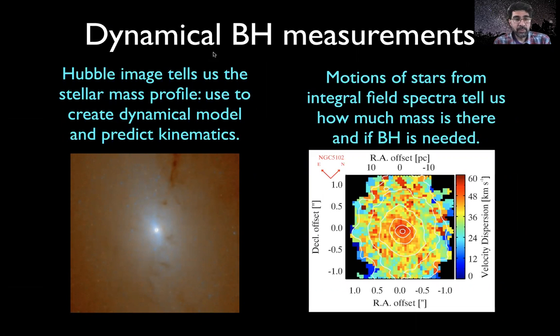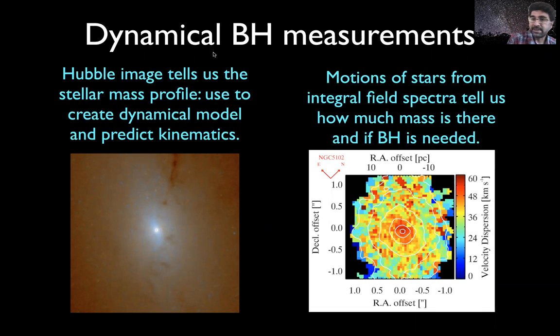And we do this by taking Hubble Space Telescope imaging, and we use that to get the stellar mass profiles of the galaxy. And we do this in a relatively sophisticated way, which includes accounting for the variations in the stellar mass to light ratios, and in some cases using resolved spectroscopy as well from Hubble. And then we use those mass models that we construct from the Hubble imaging to create dynamical models and predict the kinematics of the stars.